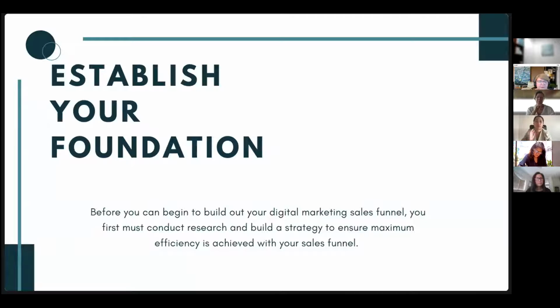So of course, before we can begin to build our digital sales funnel, we have to establish our foundation. And this is where we tie in all of the things that we learned from last class about our target market identification and our customer segmentation. Before you can begin to build out your digital marketing sales funnel, you first must conduct research and build a strategy to ensure maximum efficiency is achieved with your sales funnel.